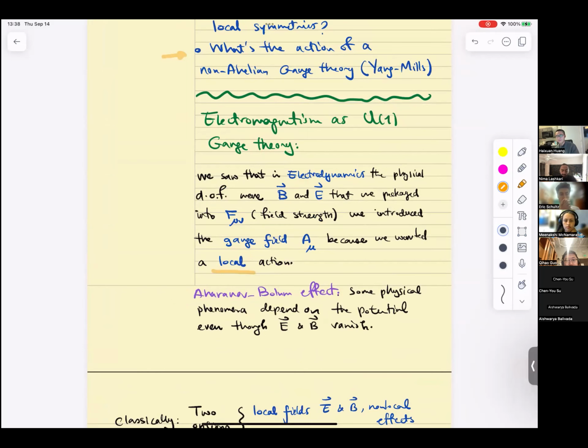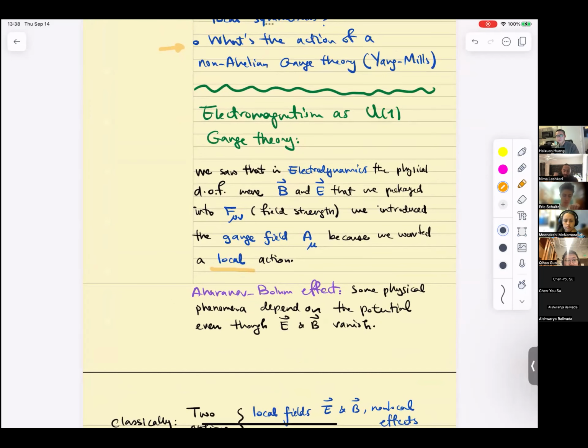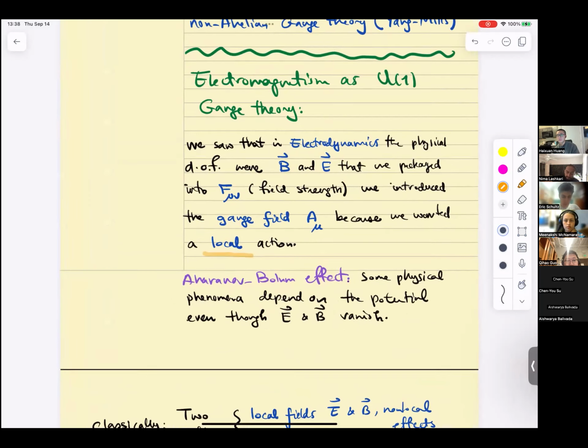Now let's start with electromagnetism as a U(1) gauge theory, right? So we went through electrodynamics. I did a review a few lectures back, but I decided to go over it again, pointing out certain things for you to look up. We won't have time to discuss them in detail, but I just want to point you towards how you should be thinking about this.